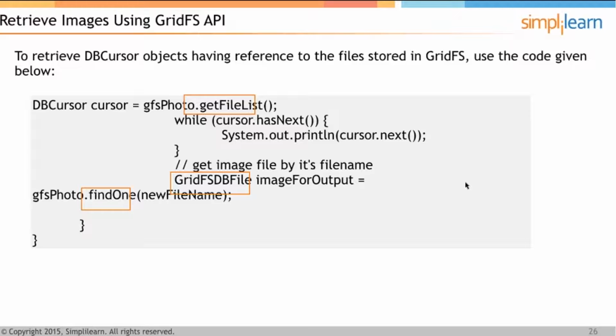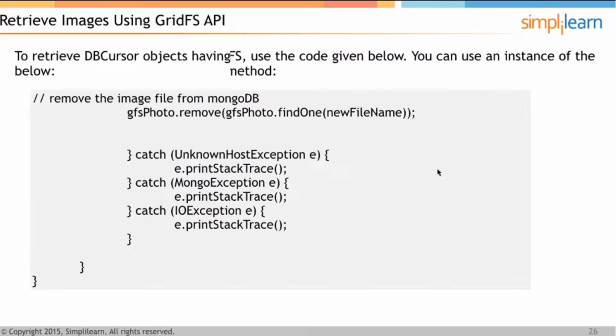After that, GridFS DB file image for output is equal to GFS photo dot find one, with the new file name. The file we stored in our collection was stored by that name. If I want to retrieve the same file, I'm just invoking the function find one, and in find one I pass the file name I specifically want to search for. So that's how I'm going to retrieve images using the GridFS API in MongoDB.